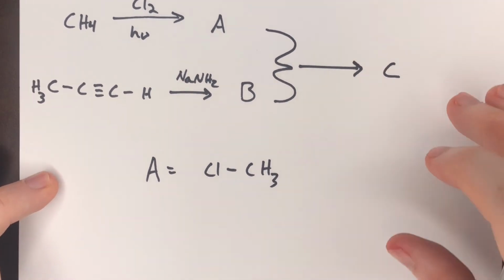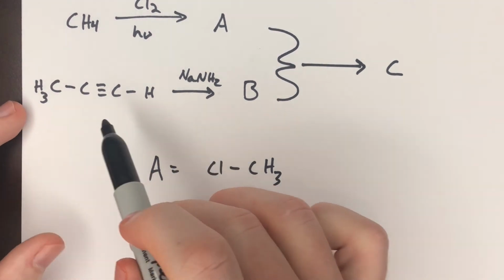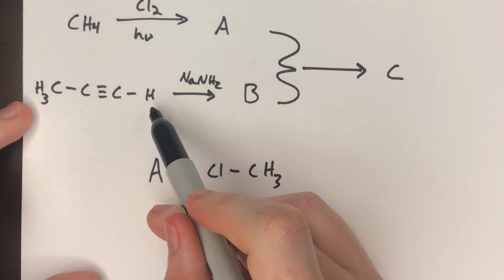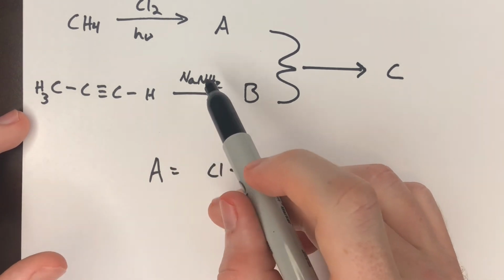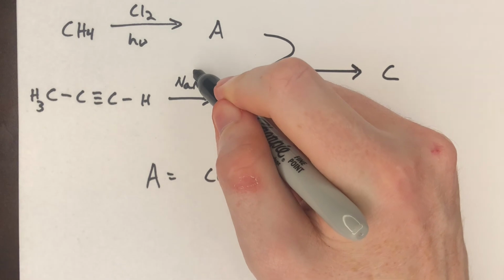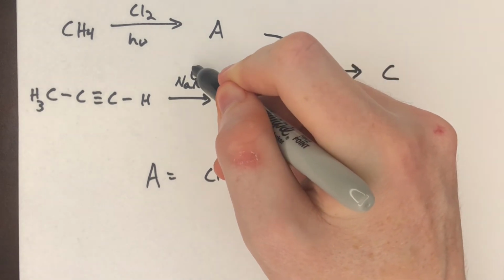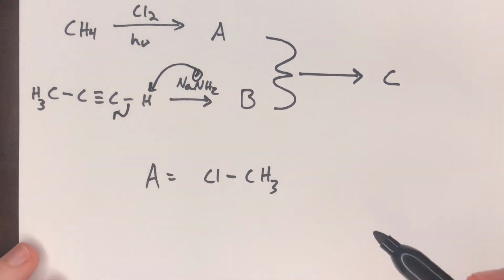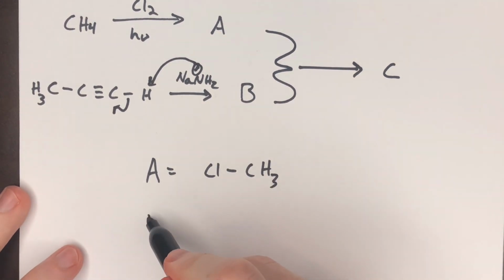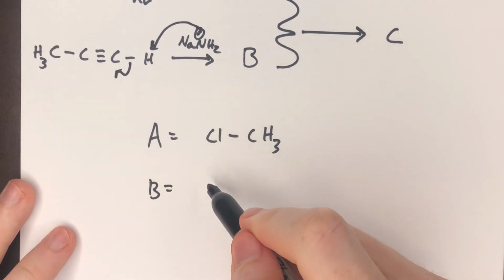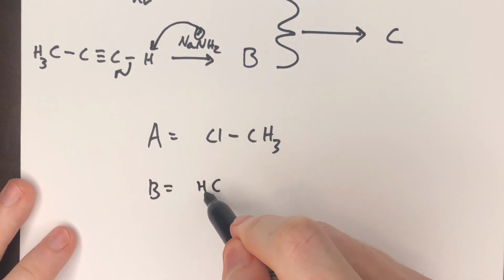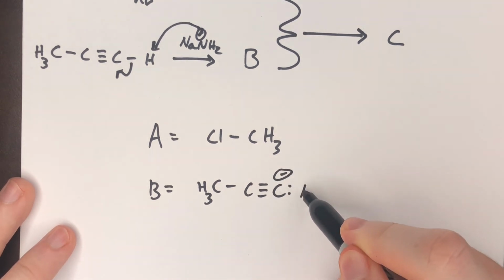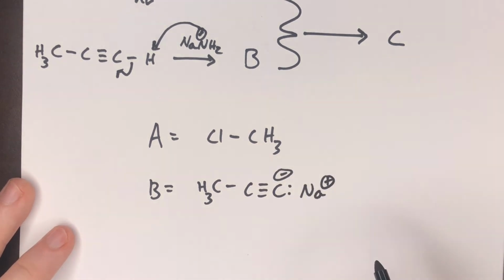Now look at B, or the formation of B, this reaction. We have a terminal alkyne. Remember that these are acidic protons. And we have amide. Amide is an extremely strong base. So this is going to attack the acidic proton and create this carbanion. So B is the carbanion, this CH3 alkyne carbanion. And there's going to be a sodium counterion there.